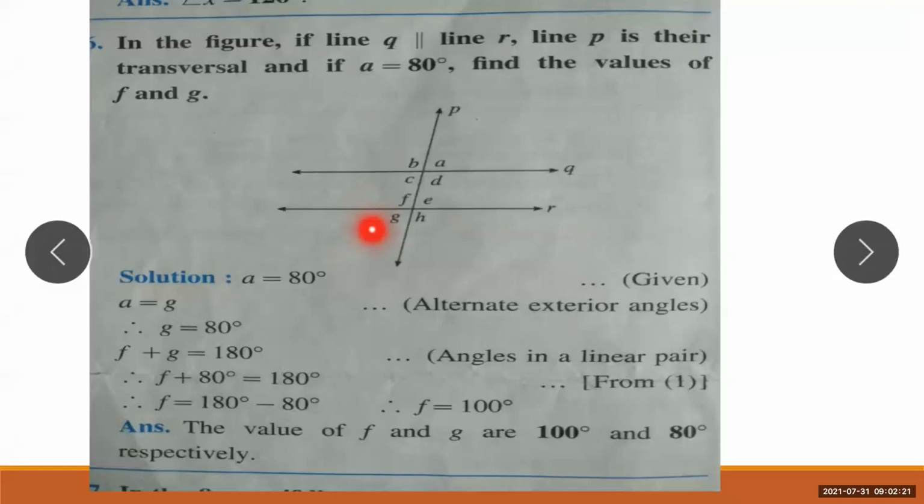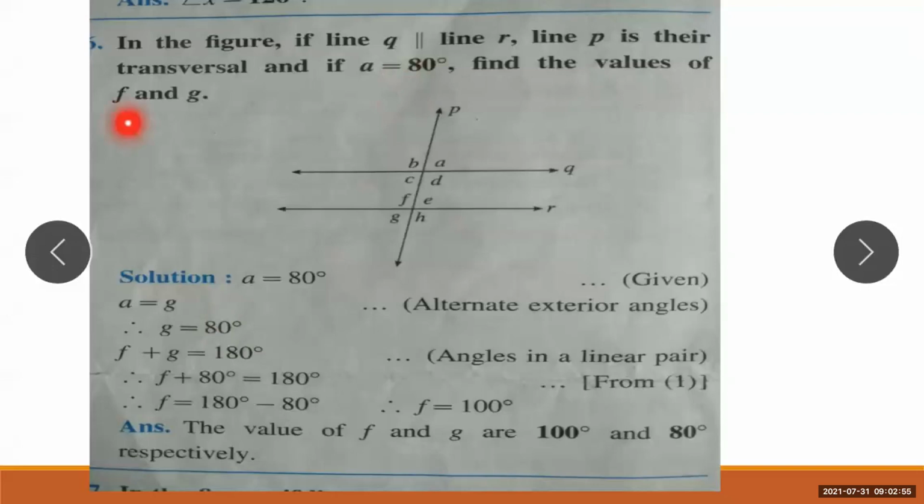Yes, teacher. Okay, so dear students, see angle G and angle A, those are the alternate exterior angles. And what is the property for alternate angles? Those are congruent to each other. So if the measurement of angle A is given 80 degree, the angle G will also be 80 degree. So we got the first value, that is G equal to 80 degree.